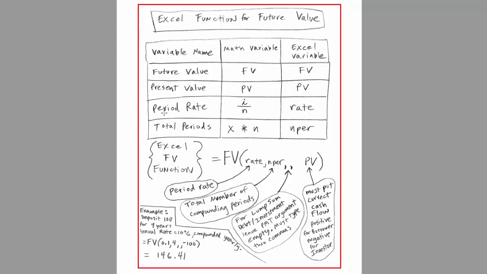Use this diagram and don't get tricked. Don't put annual rate or something into this argument. You put rate, look at it here and go, oh, yeah, that's the period rate. Then total number of periods, there's the math formula. And they named this argument in the Excel function NPER, which means number of periods. For us, we know it's total number of compounding periods. All right, let's go over to Excel.